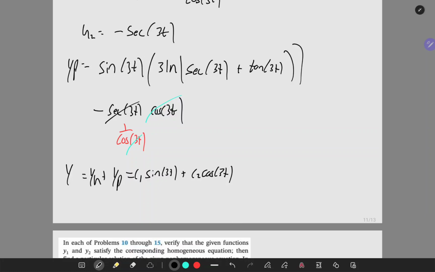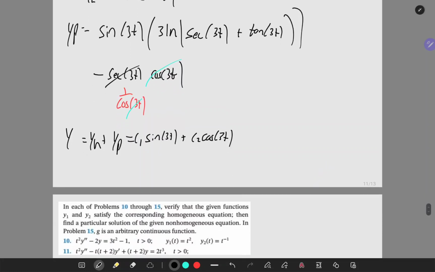Can I simplify this? Oh, actually, no. I don't think I can. You know, maybe there's a way. Maybe there's a way. But I didn't do it in my homework, and I don't want to make a mistake now. So I'm just going to rewrite that. Actually, I'll pull that 3 out. Natural log secant 3t plus tangent. Oh man, that looks awful.